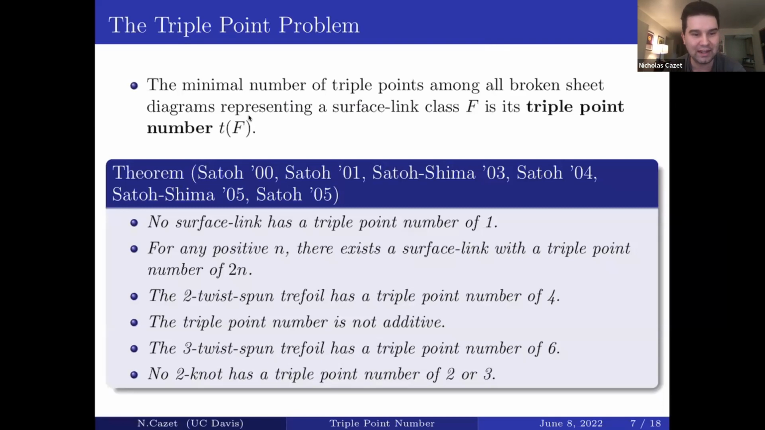But the interesting thing that was shown is that the triple point number is not additive. It's not known for knots, but it's not additive for surface knots, because you can have a knotted 2 sphere and you connect sum it with a projective plane, and then it unknots and turns into a projective plane. So there are odd properties when you can be non-orientable. And one of them means that you cannot be additive under connect sum for the triple point number.